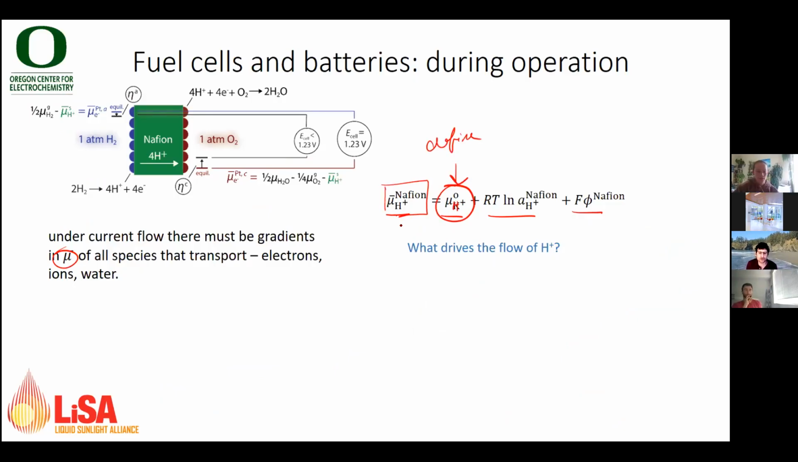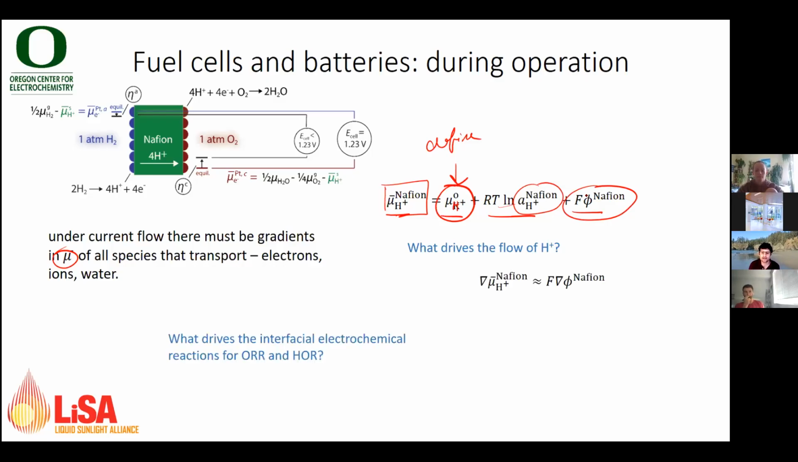Okay, yeah. So it doesn't really depend on anything. It's not going to change with position usually, right? We're going to define that. And then the activity of protons is going to be pretty constant in Nafion because it's a really high concentration of protons. Much like electrons in a copper wire, the activity doesn't change as you're passing current through a copper wire. So the thing that drives the flux of protons is the electrostatic potential, and that's Ohm's law. So basically Ohm's law will drive the current.